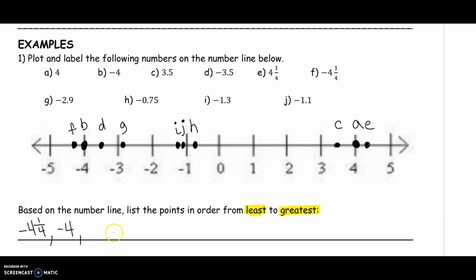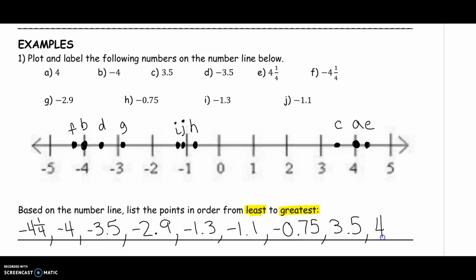Next is D, -3.5. Next is G, -2.9. Next is I, -1.3. J, -1.1. H, -0.75. C, which is 3.5. A, which is 4. And E, which is 4 1/4.